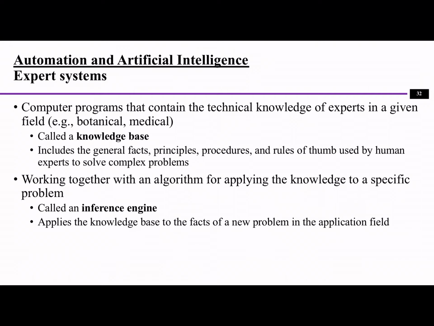So this is the knowledge base, but it does not make the computer too smart. What makes the computer smart is that it can use algorithms to apply that knowledge to a specific problem, right? We programmed the algorithms, and when a new problem happens, the computer control system can use the knowledge base to solve the problem that happened in the actual process. We call it the inference engine, which applies the knowledge base to a new problem in the application field.